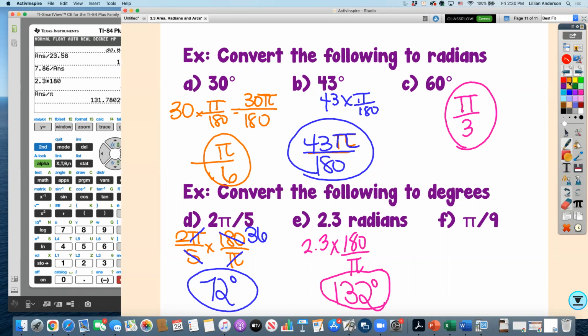Pi over 9, what did you get? 90. Oh, wait, my bad. 20. There we go. Pi over 9 is actually 20 degrees.